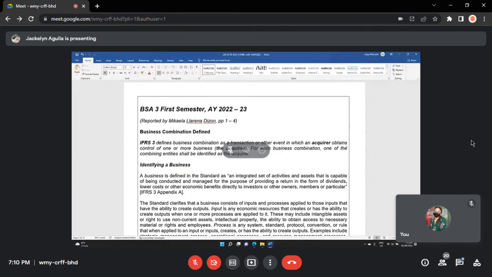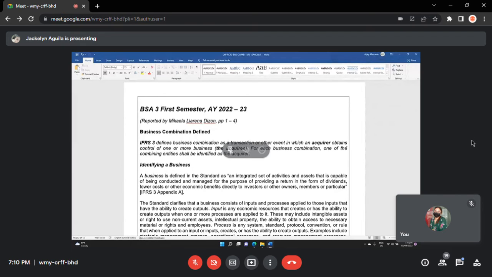Business combination defined. IFRS 3 defines business combination as a transaction or other event in which an acquirer obtains control of one or more business or the acquiree. For each business combination, one of the combining entities shall be identified as the acquirer.